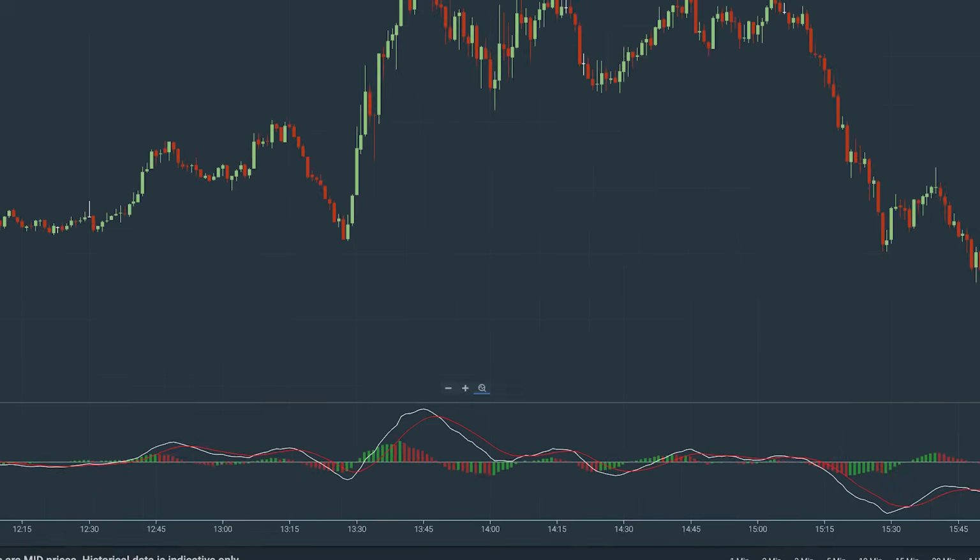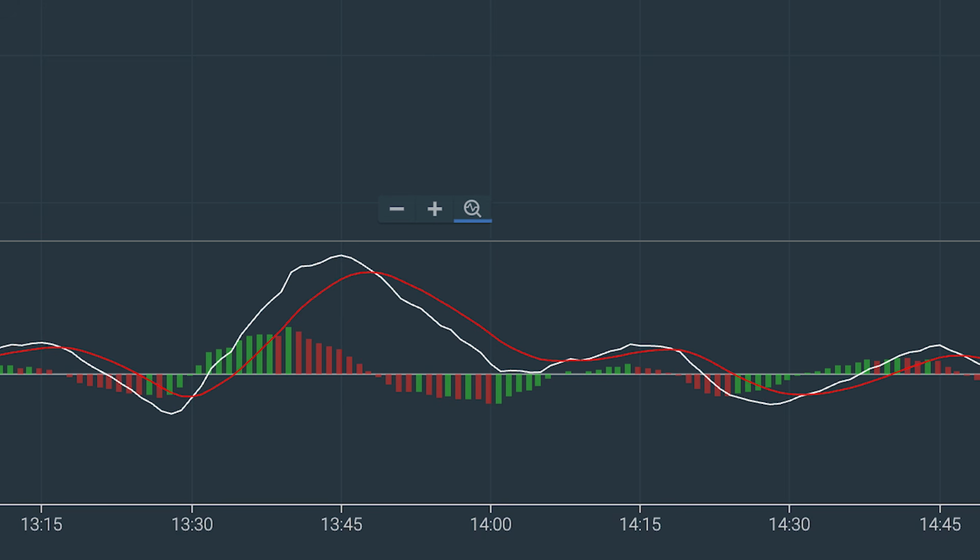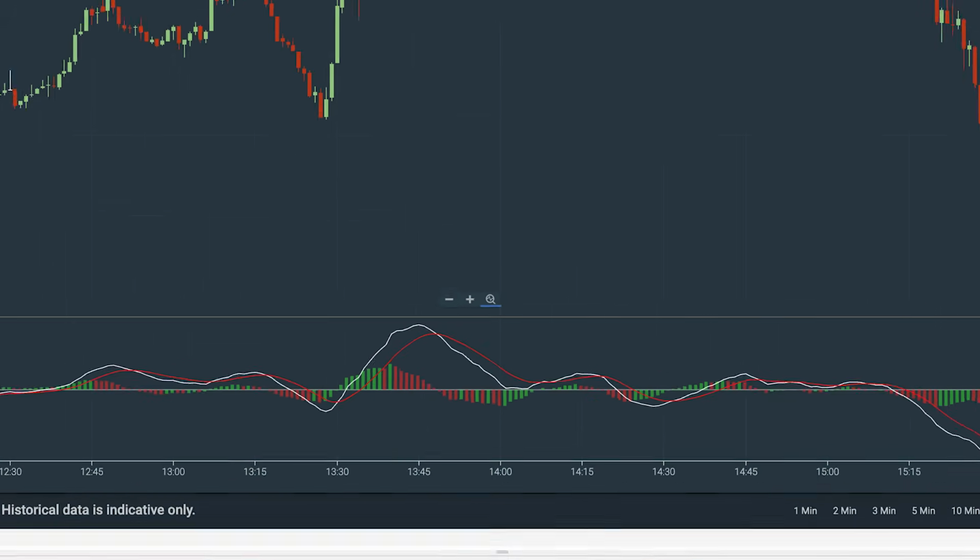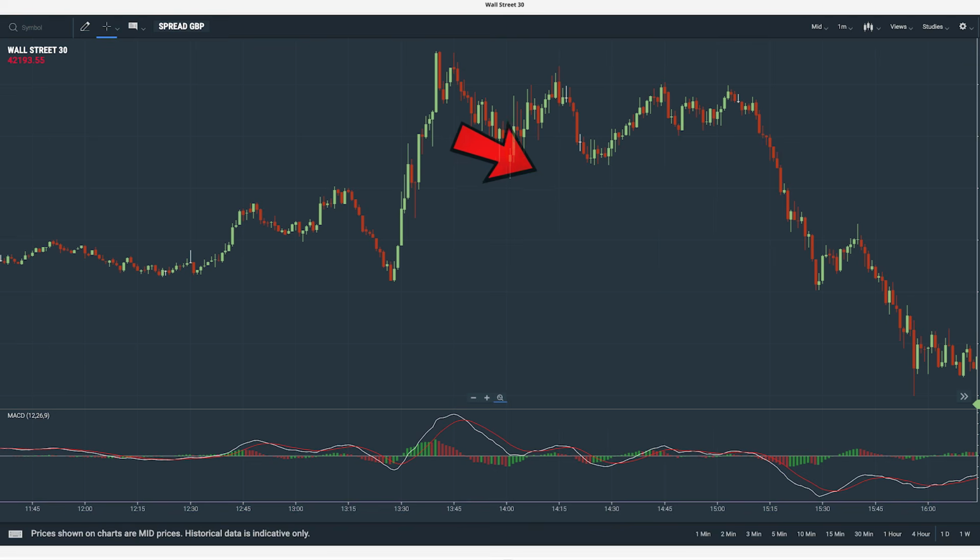Now let's have a look at some bearish signals then, and where we could possibly go short. So we look to see where the white MACD line crosses and goes underneath the red signal line, like here, and it's above the baseline, so that shows us it's bearish, and that corresponds with the price falling on the chart here, a very early indication of a downward trend.